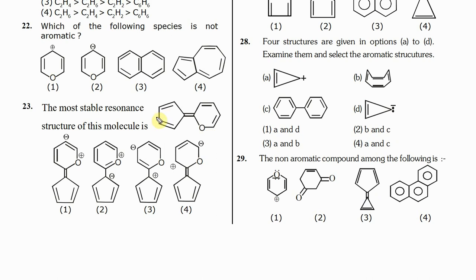23. The most stable resonating structures. Very simple. We know that cyclopentadiene loves to be this way for aromaticity. So this lone pair can go here, this can go here. Correct? If this happens, which one do you get? So you get beta minus charge here. So 2 plus 2 plus 2, 6 pi electrons. So it's going to be an aromatic ring, most stable.